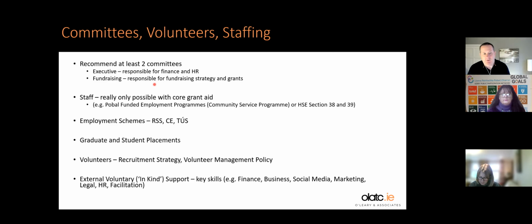Employment schemes, use the RSS schemes, CE schemes, Tús schemes. It's difficult to recruit people on them, and I know that organizations at the moment are in a lot of difficulty recruiting people through the schemes, a lot because of COVID, and it was difficult before that as well. These are really good employment initiatives locally. There are issues around, sometimes you get people that are very, very good, and then because you've got to move on, you lose them. Or in other cases, you get people in that are not very good, and you're stuck with them, being brutally honest.